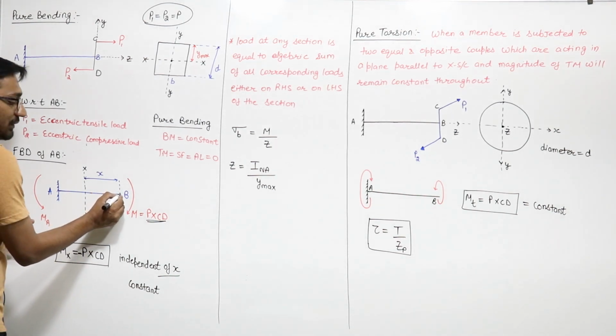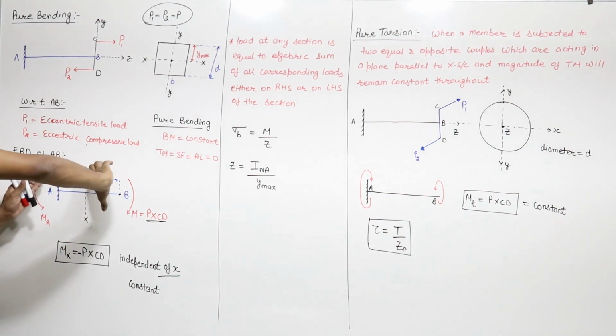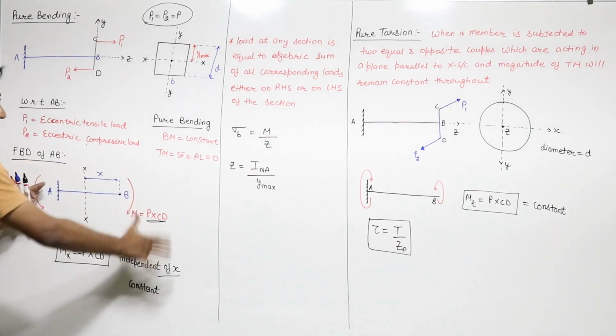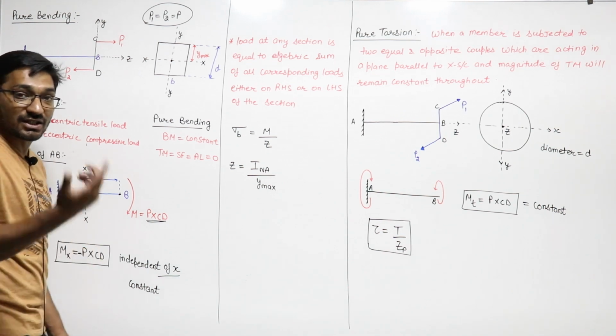If I draw a free body diagram for this member AB, let us say this is the member AB, and at B we have a bending couple. This is the free end of the beam, this is the fixed end of the beam. We know that if I apply a bending moment in this direction, then the fixed end will give us a reaction to it.